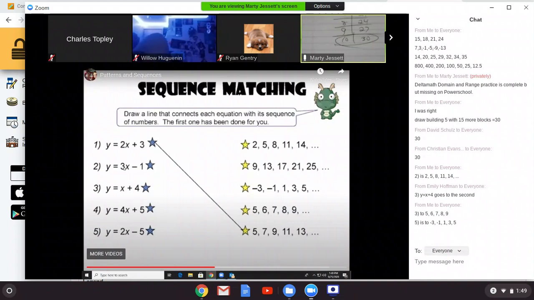Put in a 2, 3 times 2 is 6, minus 1 is 5, so 5. And then put in a 3, 3 times 3 is 9, minus 1 is 8. Oh yeah, that works. So the second equation goes with the first sequence.